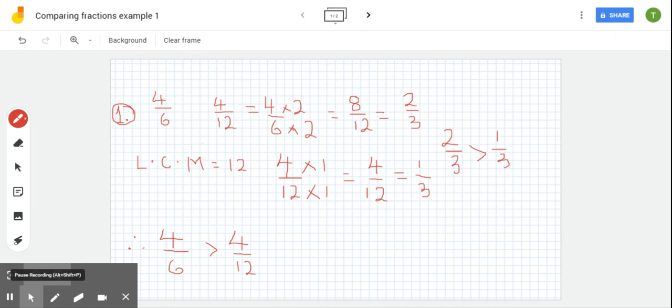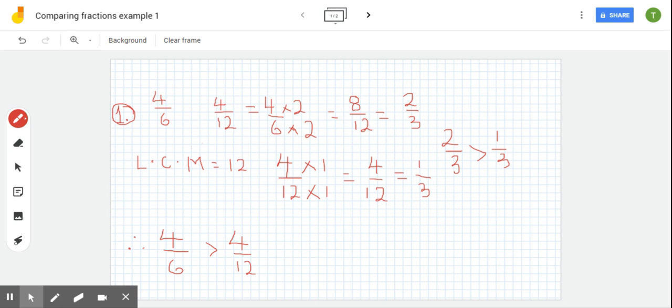Today we'll be talking about comparing fractions. How do we compare fractions? How do you know if a fraction is larger than another fraction? It's easy to know. We've done this before, how to compare fractions. Now, let's take a look at this example: 4 over 6 and 4 over 12.